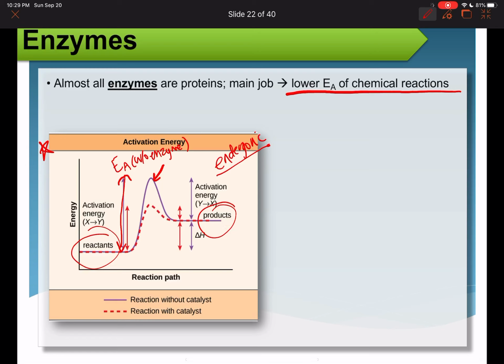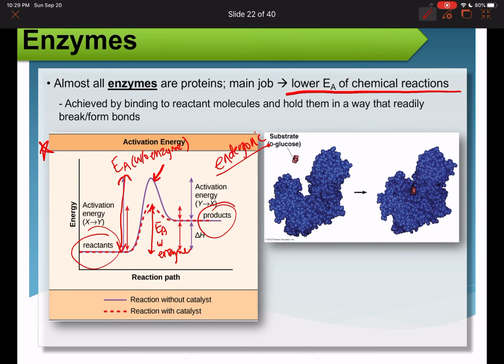Okay, so this activation energy right here with an enzyme is a lot lower than what it would have been without an enzyme. So that's why we say what an enzyme is doing for the reaction is really lowering that activation energy. Well, then the next question you might ask is, how does it do that? How do enzymes lower activation energy of a reaction?